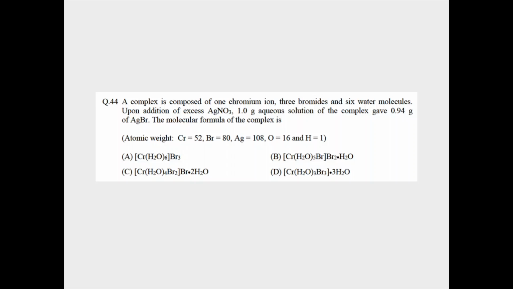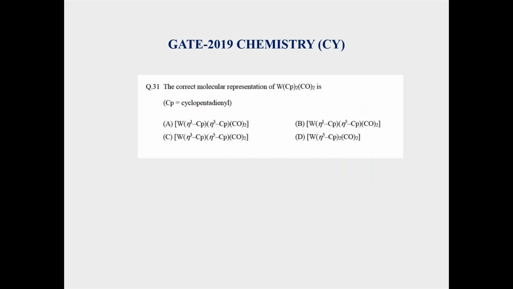Okay, so we will move on to the next question, question number 31. They are asking the correct molecular representation of W(Cp)2(CO)2, where Cp is cyclopentadienyl ligand. So this is a very easy question. Here, this is the complex: tungsten, two cyclopentadienyl ligands, and two carbonyl ligands.